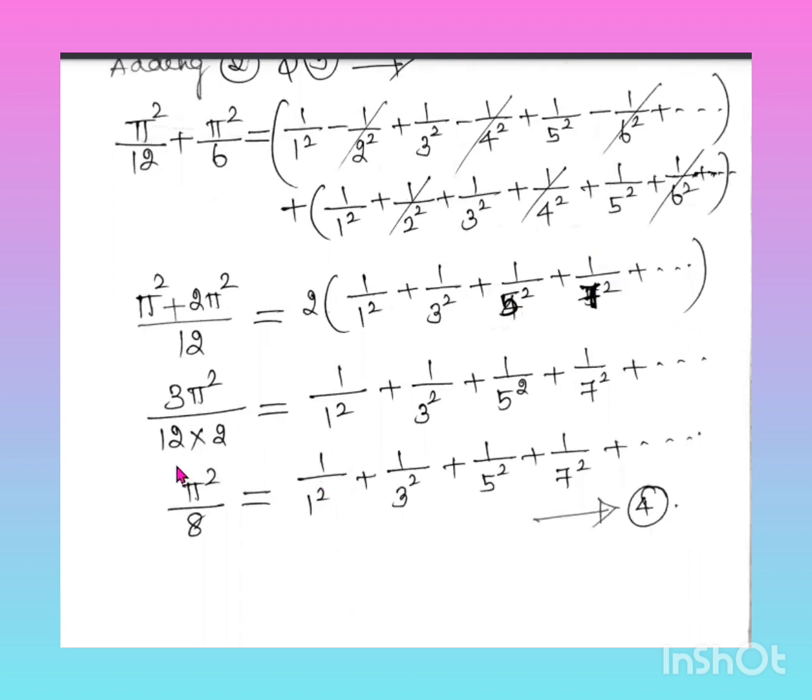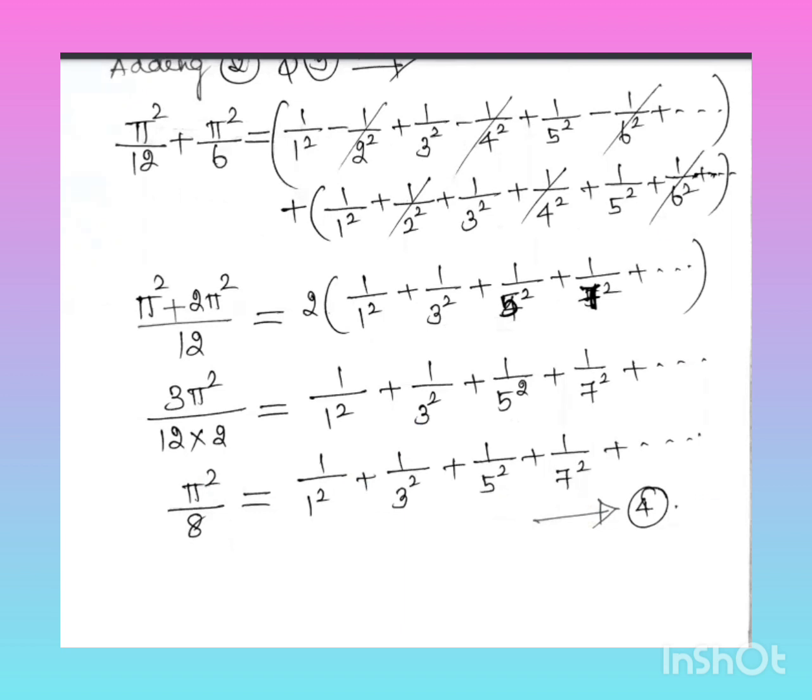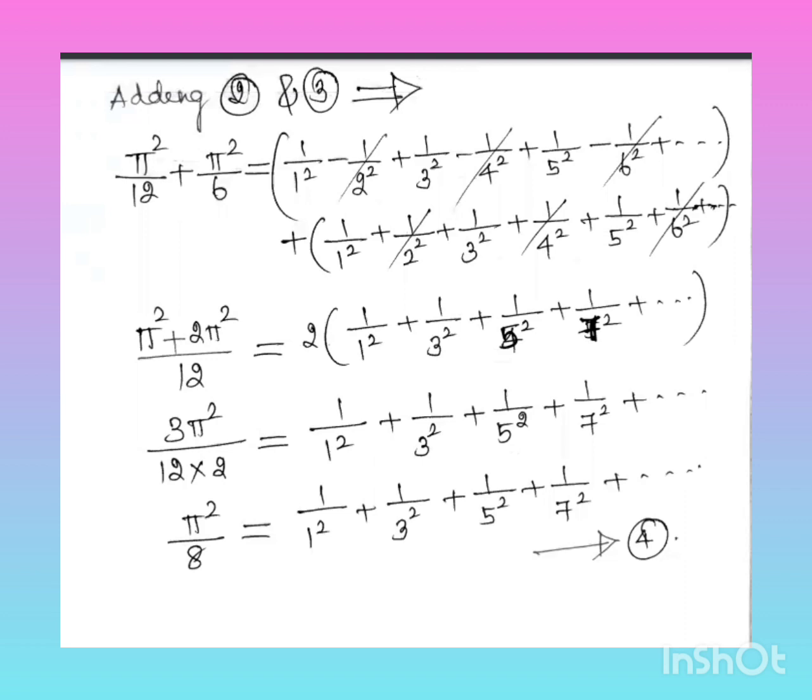So 3 pi square divided by 12 into 2 is equal to 1 by 1 square plus 1 by 3 square plus 1 by 5 square plus 1 by 7 square plus etc. So 3 divided by 12 will be 1 by 4. So pi square divided by 8. 4 2s are 8. Pi square divided by 8 is equal to 1 by 1 square plus 1 by 3 square plus 1 by 5 square plus 1 by 7 square plus etc. Take this as equation number 4. So we have deduced the results of the 3 series.